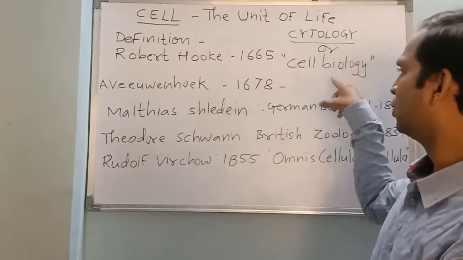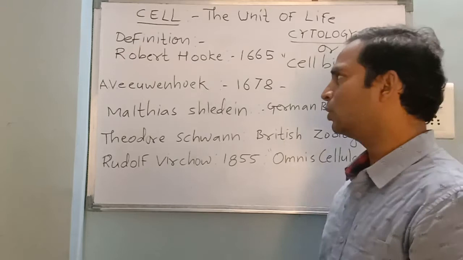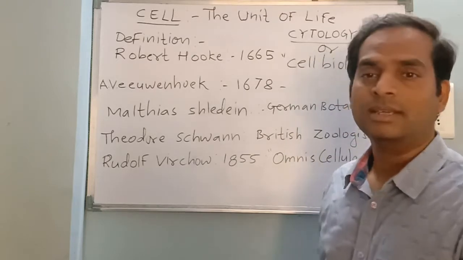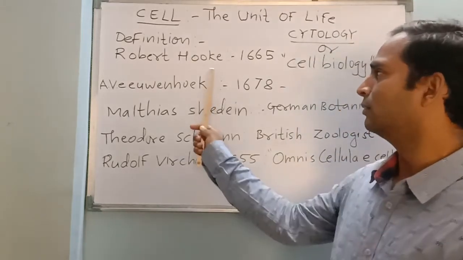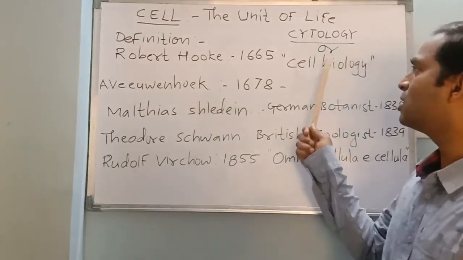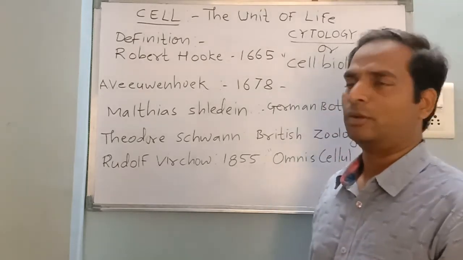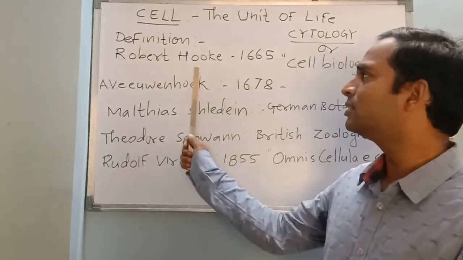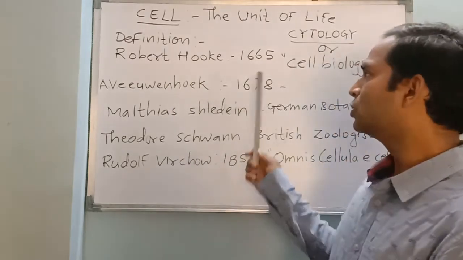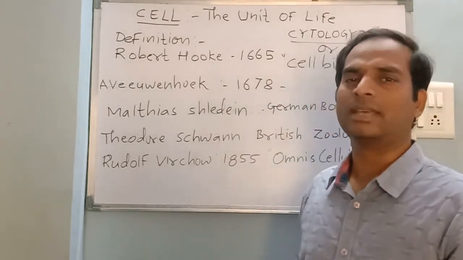And when we say cytology or cell biology, we can't forget the great scientist who laid the foundation of cytology or cell biology, and he is none other than Robert Hooke. Robert Hooke is known as the father of cytology or cell biology. Now why do we call him the founder of cytology? The reason is he was the first biologist who observed the first cell under a microscope in the year 1665.